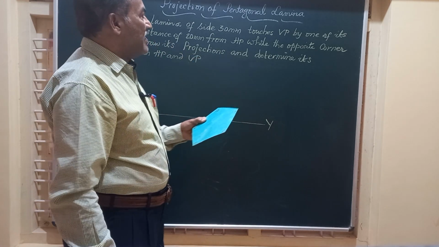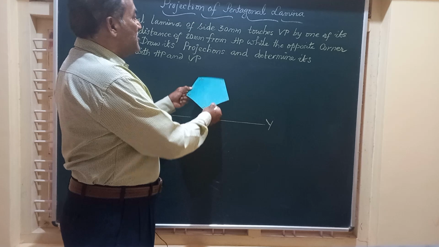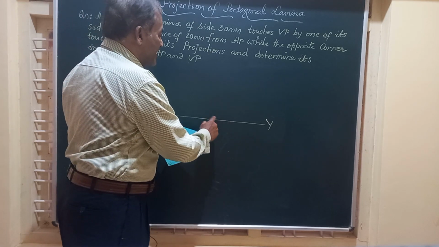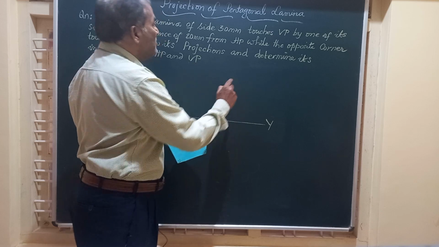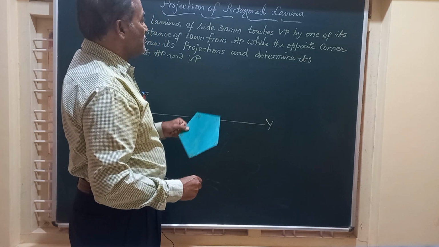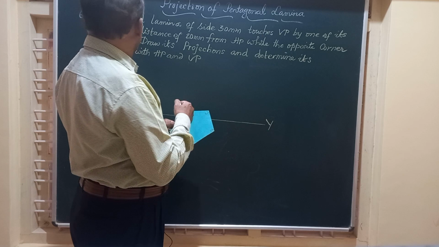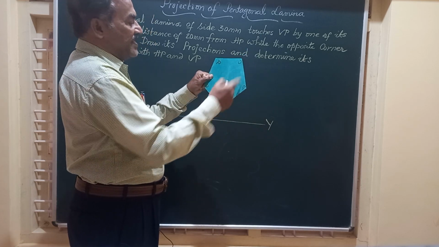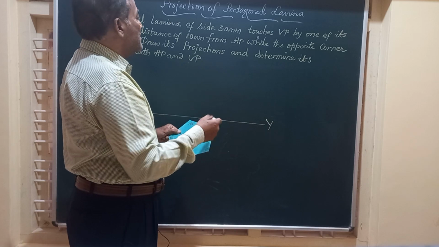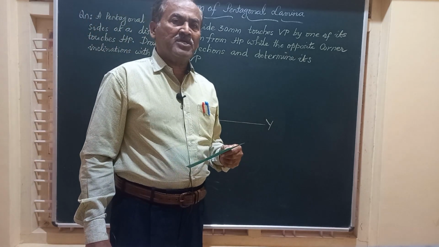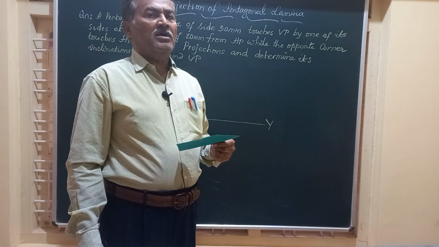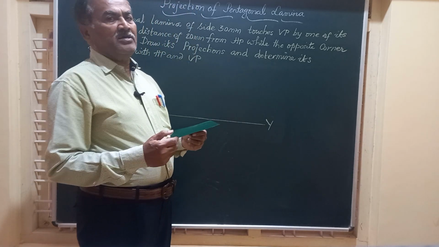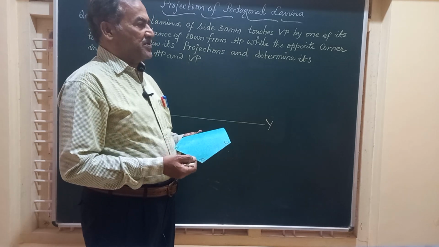A pentagonal lamina of side 30 touches VP by one of its sides at a distance of 20 from XY. It should be at a distance of 20 while the opposite corner touches HP. The opposite corner, opposite to that side, is touching HP. It asks you to draw the projections of the lamina and find out what angle the surface of the lamina makes with HP and VP.